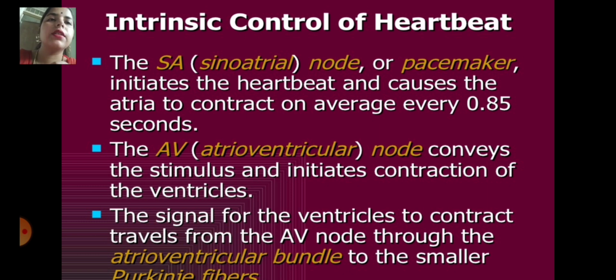Next is the intrinsic control of the heartbeat. The SA node, the sinoatrial node or the pacemaker, initiates the heartbeat and causes the atria to contract on average every 0.85 second. The AV node conveys the stimulus and initiates contraction of the ventricles. The signals for the ventricles to contract travel from the AV node through the atrioventricular bundles to the smaller Purkinje fibers.